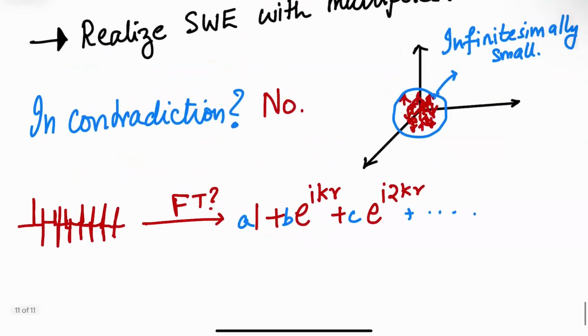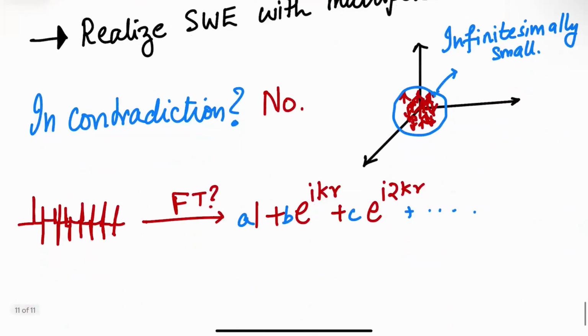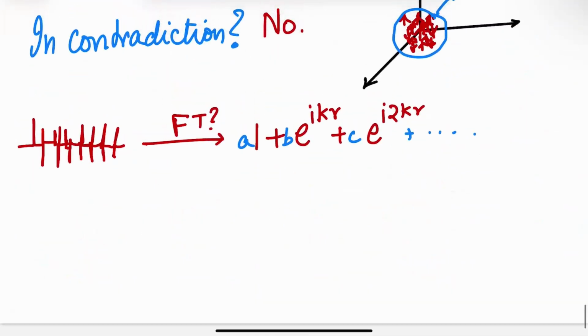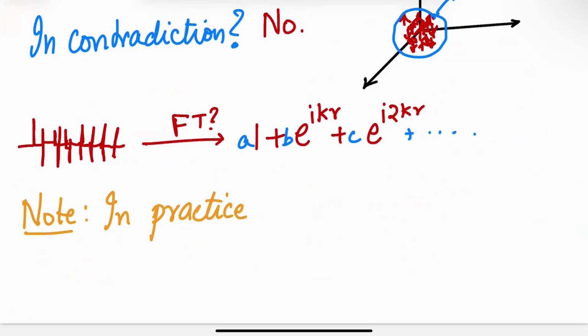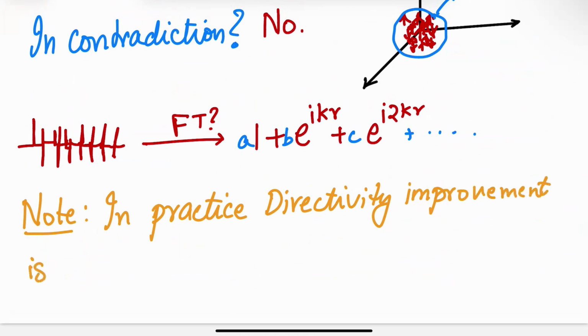Okay, so in theory, this is all well and good. In practice, actually, you cannot get that high gain. Okay, so I should note, in practice, the directivity improvement is somewhat modest. Okay, why? Because of mutual coupling.